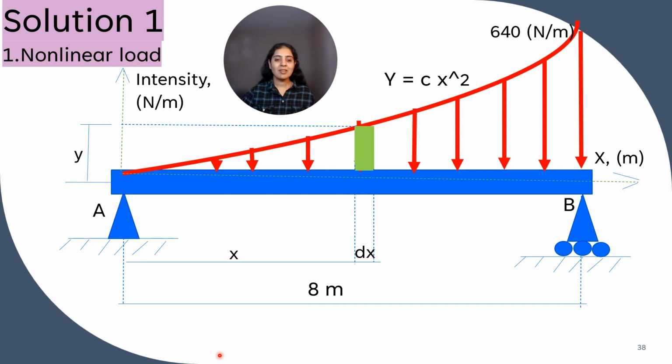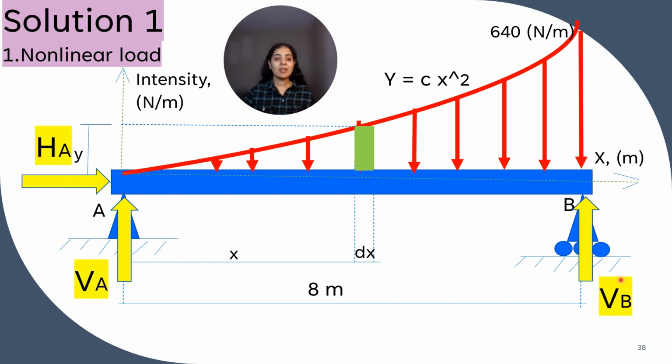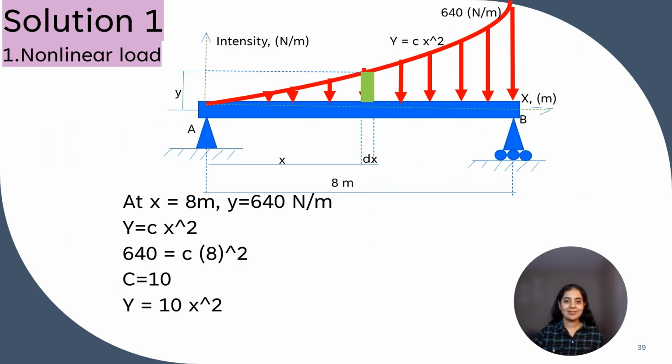Support reactions at support A and B are taken. As A is a pin support, there will be two components, and as B is a roller support, there will be one component of the reaction perpendicular to the roller.